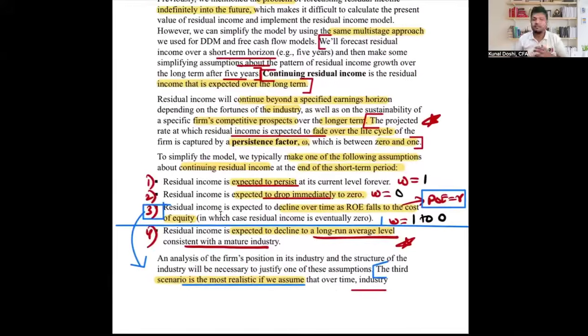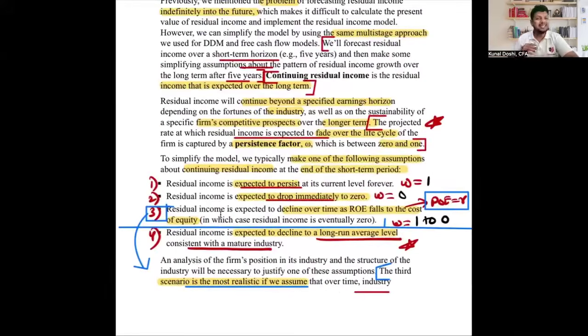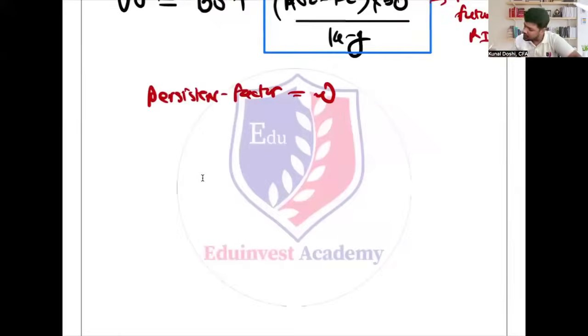Yes, everyone in the class. The persistence factor basically tells us that this projection of the residual income is not going to be practically constant. It will fade over the period. So we are going to use four assumptions. The persistence factor, W, ranges from 0 to 1. So I need to write here this W, which ranges from 0 to 1.